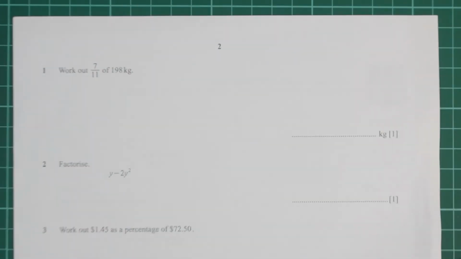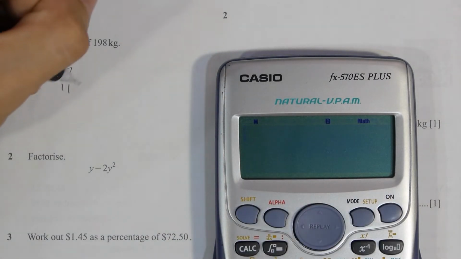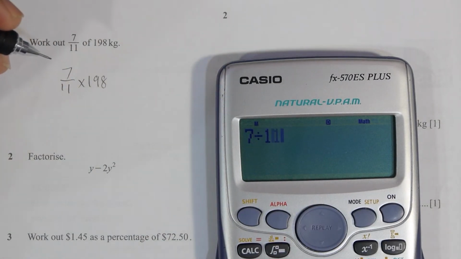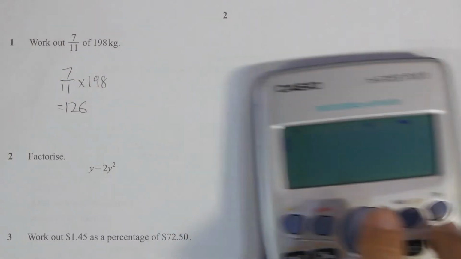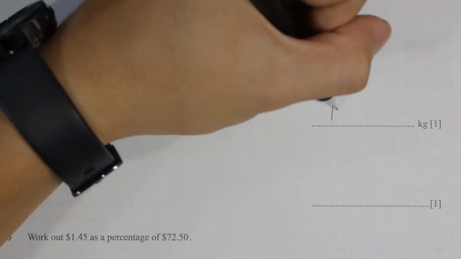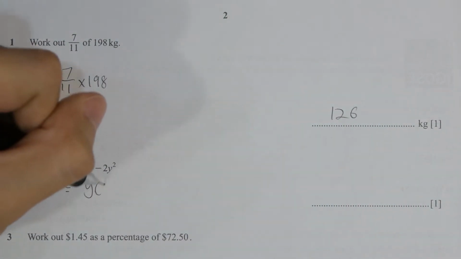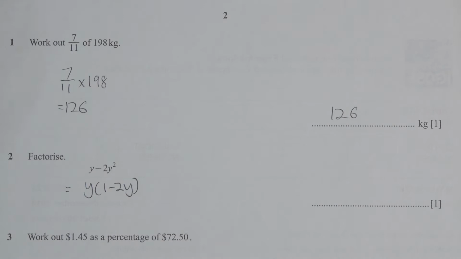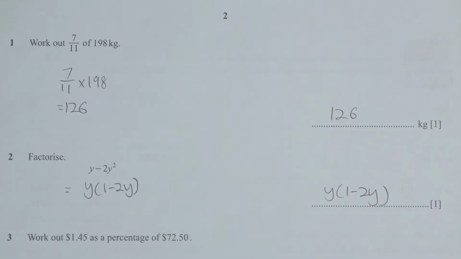So for the first question, work out 7 over 11 of 198. So simply multiply these two together, then you will get 126 kg. Whereby for question 2, simply extract the y from both of the variables, then you get y bracket 1 minus 2y.